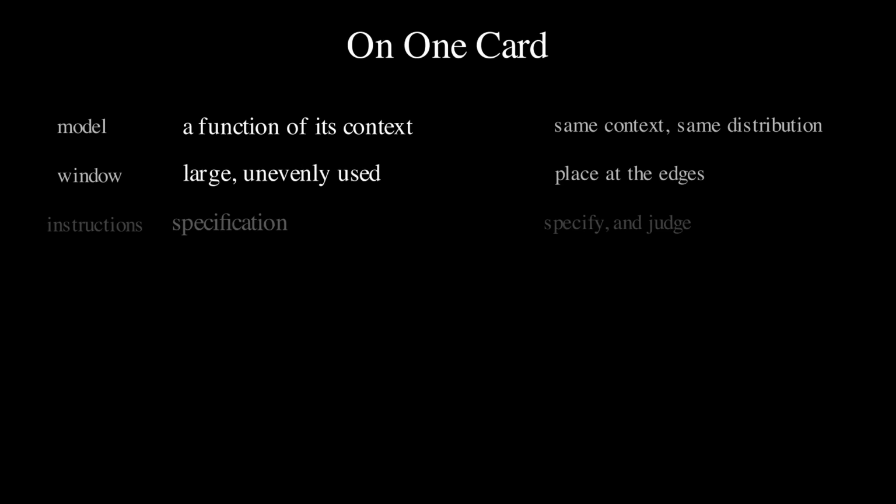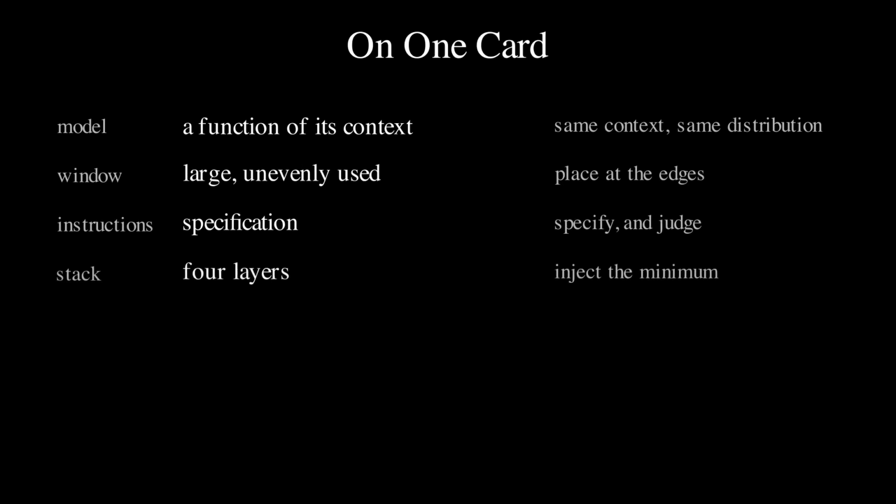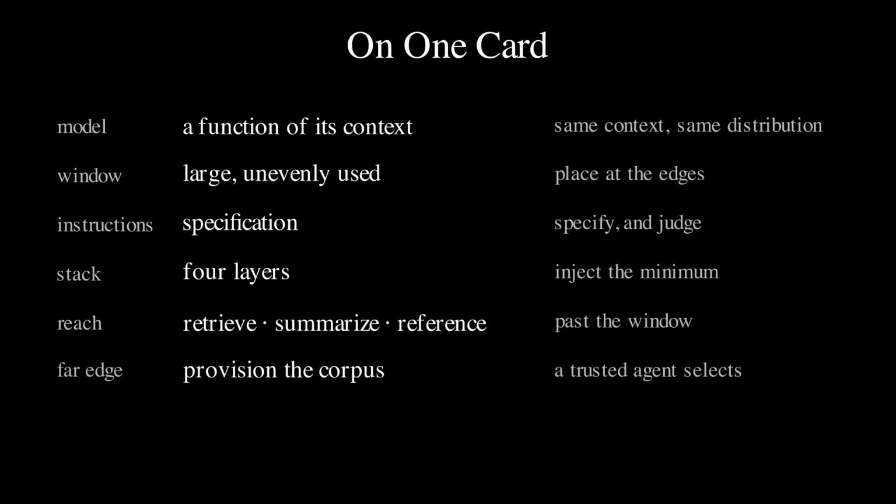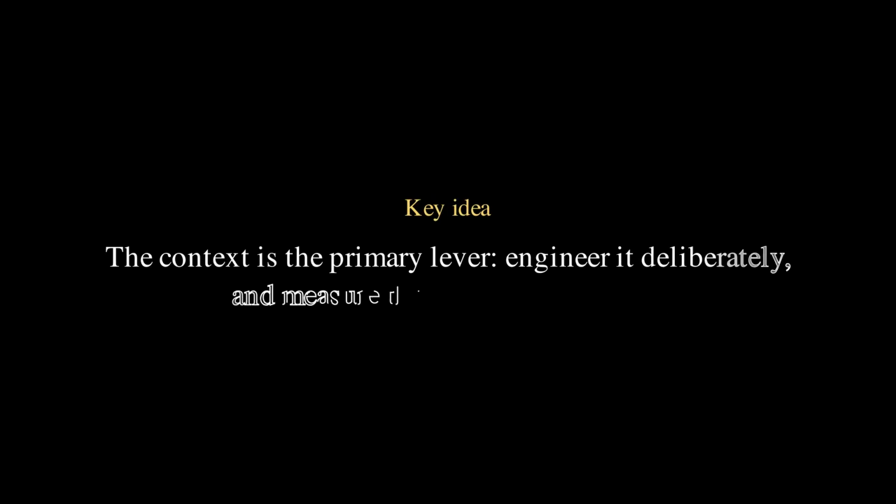The window: large, unevenly used, so place at the edges. Instructions: specify and judge. The stack: 4 layers, injected minimally. Reach: retrieve, summarize, or reference. And the far edge: provision the corpus and let a trusted agent build the window. The key idea to carry away: the context is the primary lever. Engineer it deliberately, from the wording of one instruction to the shape of the whole environment, and measure the difference it makes.